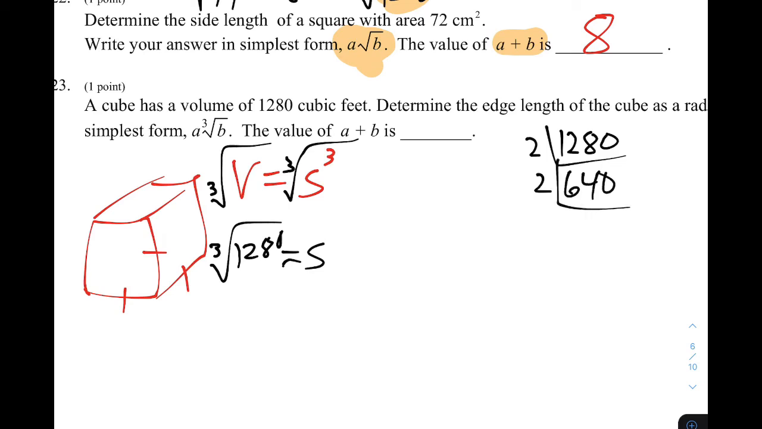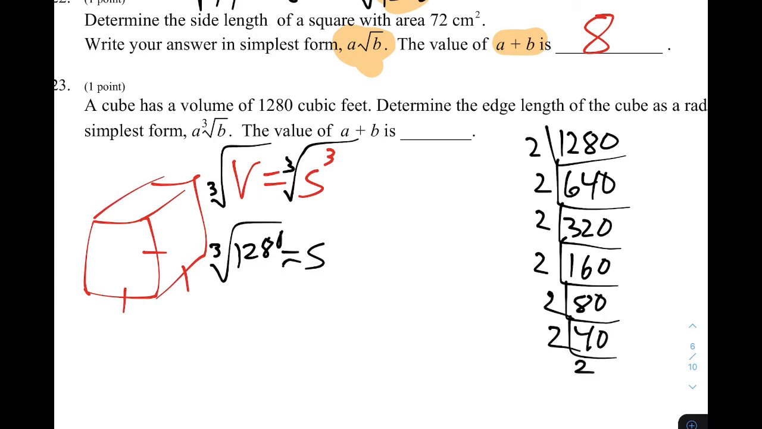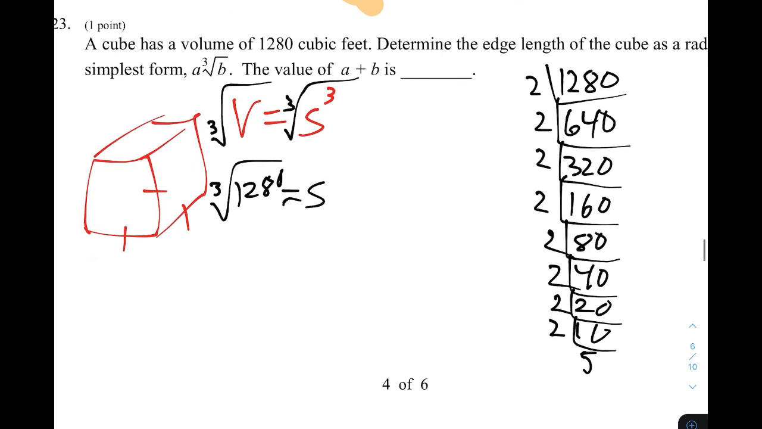640 is still even. I can divide by 2 and get 320. 320 I can divide by 2 and get 160. 160 by 2 gets 80. 80 by 2 gets 40. 40 by 2 gets 20. 20 by 2 gets 10. 10 by 2 gets 5. Oh my. And 5 by 5 just gets 1. So after all that, here are the factors of 1280.